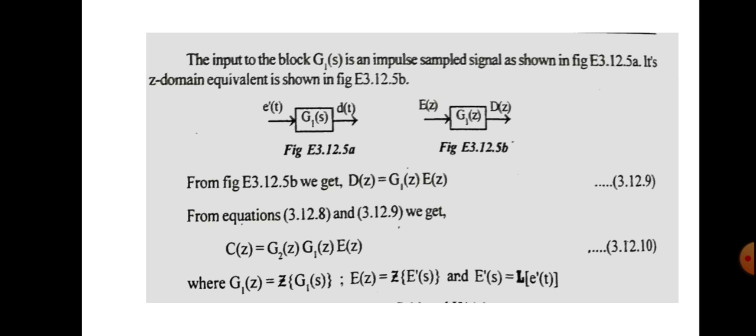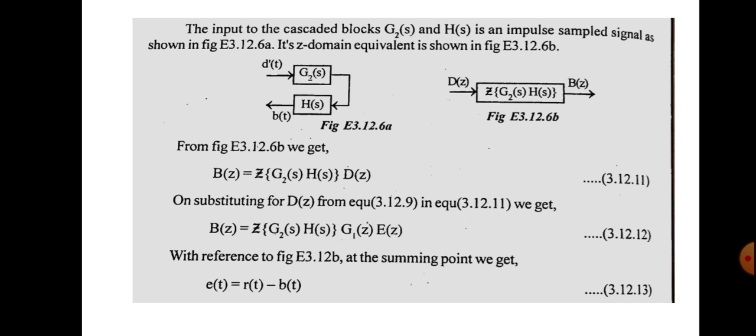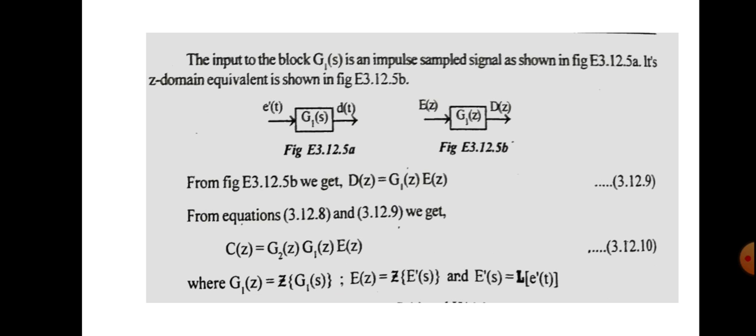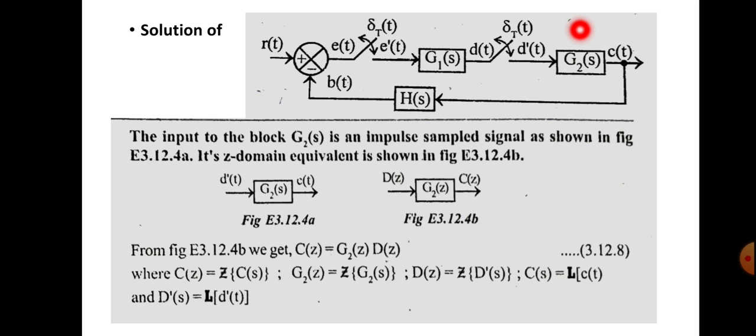So here you can directly write G1 of Z. G1 of Z is the Z transform of G1 of S, E of Z is the Z transform of E dash of S, and E dash of S is the Laplace transform of E dash of t. So next, now you have these two sections. You have independently considered this section and this section. Now you have to consider the feedback section.